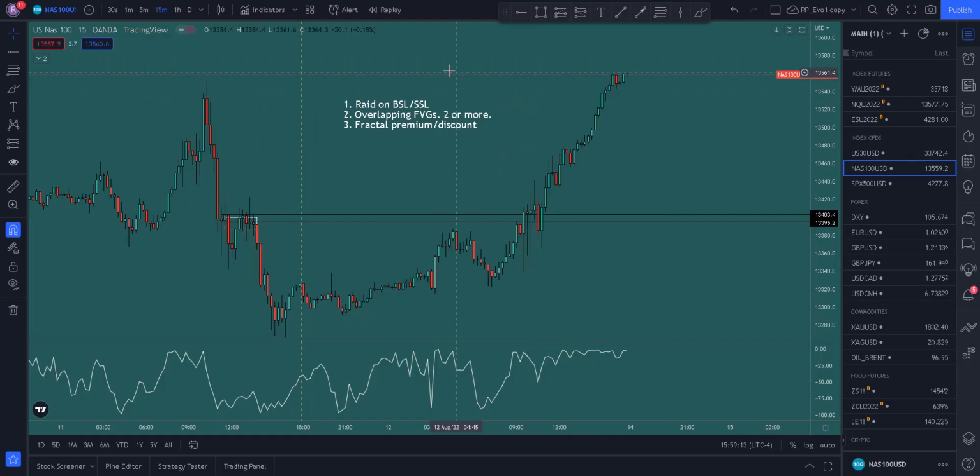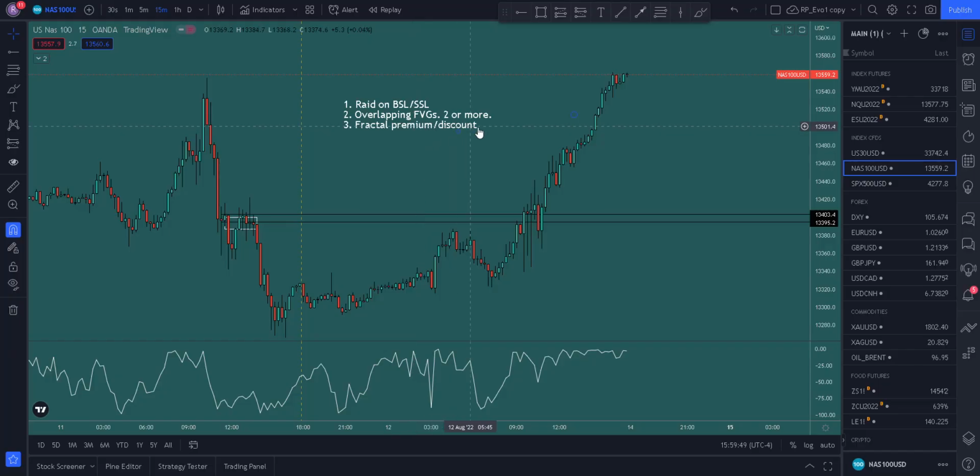I'm looking for usually a raid on the buy side or sell side. Not a must, but obviously if you do have a raid, the chances of a trade panning out in your favor increase dramatically. And the idea of overlapping imbalances, at least 2. If you get 3 or more, 3-4 imbalances, that's a very, very strong zone that can potentially give a very strong and quick reaction off of it.